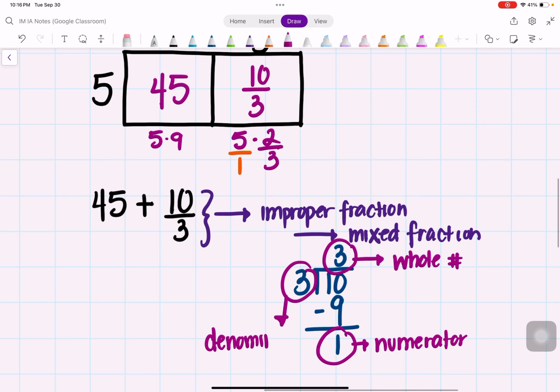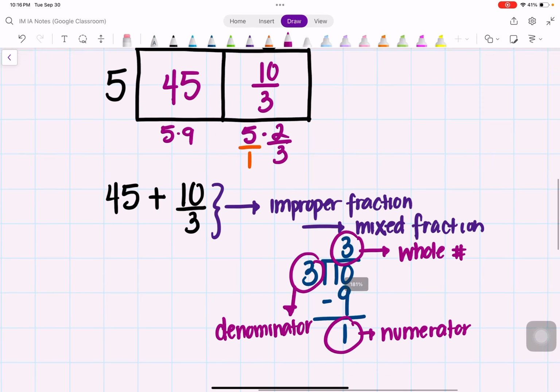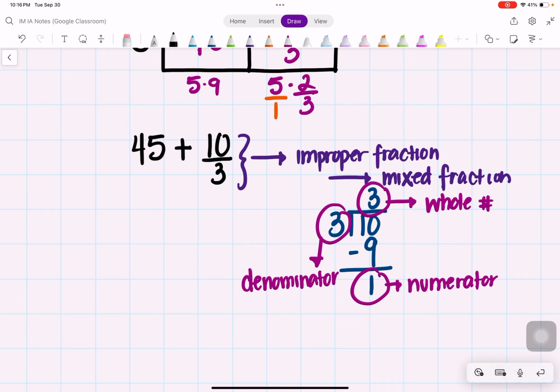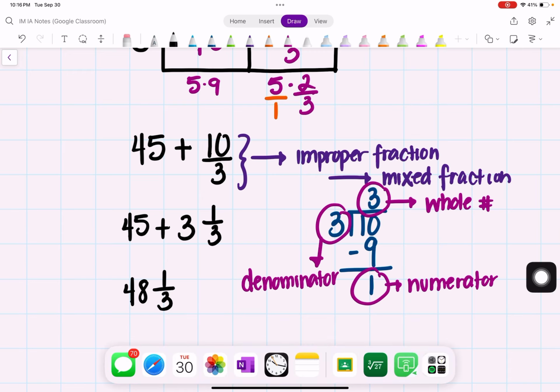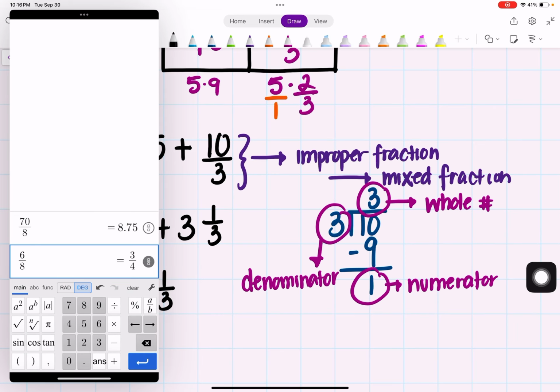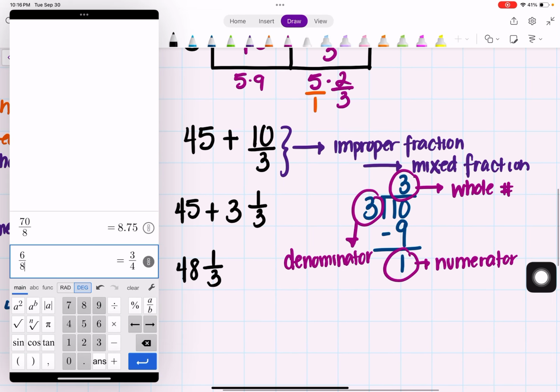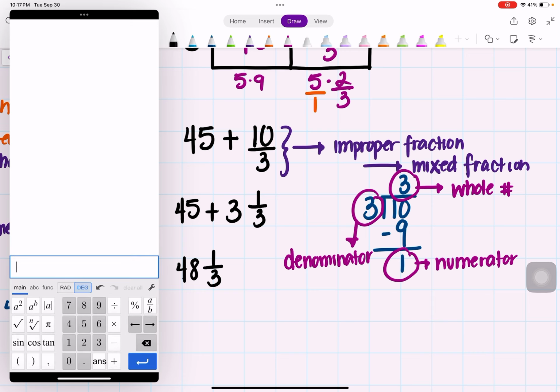All right. So let's write that in this case, guys. I still have 45, and I'm going to do plus my whole number, which is 3, and 1/3. Now, we're going to add our whole numbers. And that's going to give me 48 and 1/3. Just to check, can I simplify that fraction 1/3? I'm going to do 1 divided by 3. It's already simplified, right? Nothing to be done there.